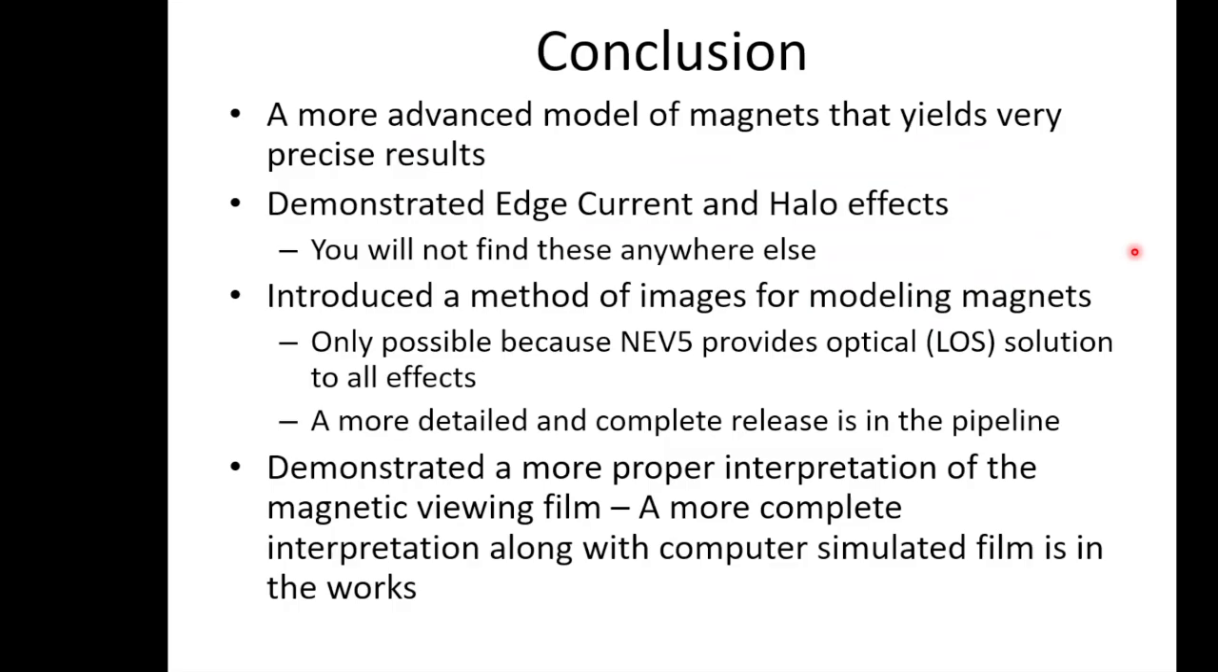Conclusion. I've shown you a more advanced model of magnets that yields very precise results. A model of magnets you're not going to find anywhere else, because I've demonstrated edge currents and halo effects. I've introduced a method of images for modeling magnets with other types of materials. And in the previous video, we did the induction effects, which we call the second order method of images. I demonstrated a more proper interpretation of the magnetic viewing film. A more complete interpretation along with computer simulated film is in the works.